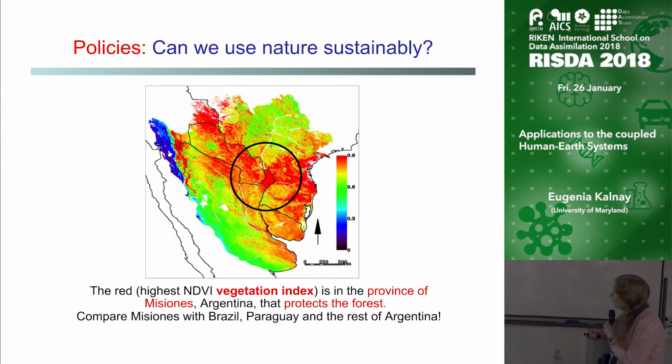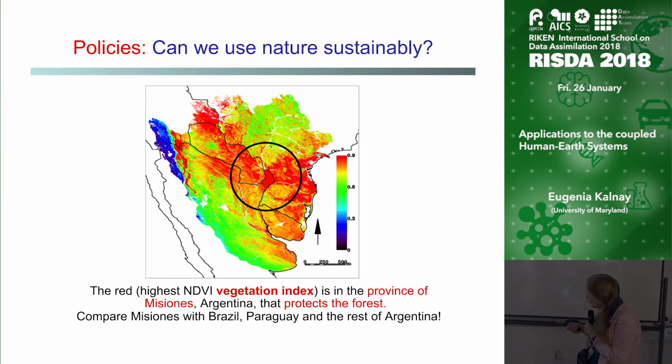So I'll show you one example which makes me proud. This is South America and this is Argentina, and what it shows is the NDVI, the vegetation index, and red means that it's saturated with vegetation. And you can see that there is a little province here called Misiones, and that it's completely saturated, much more than very similar areas that are halfway depleted.